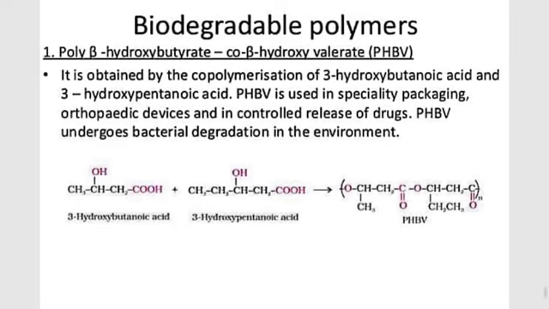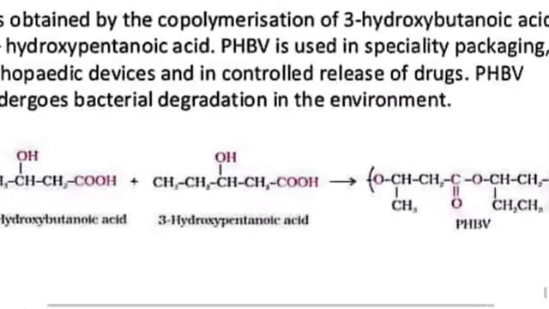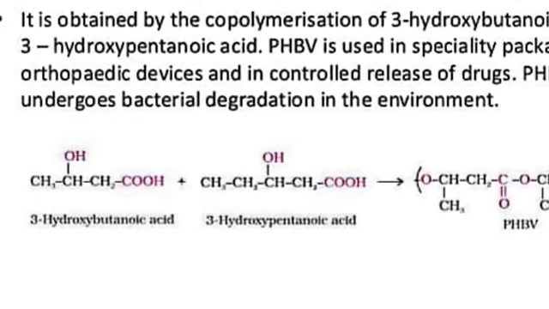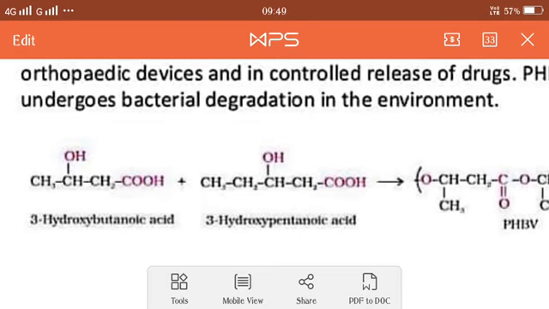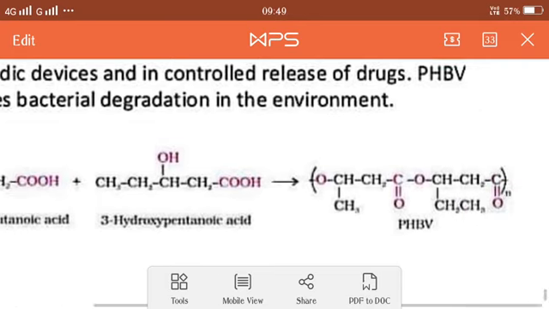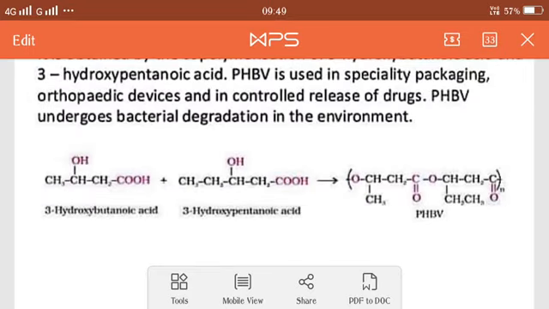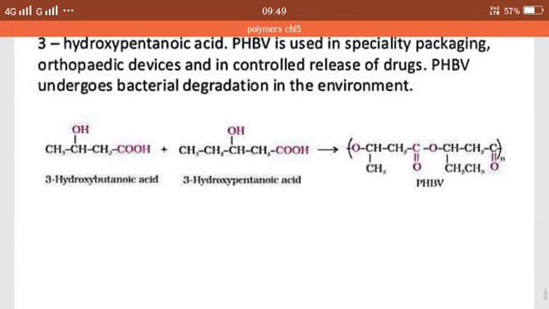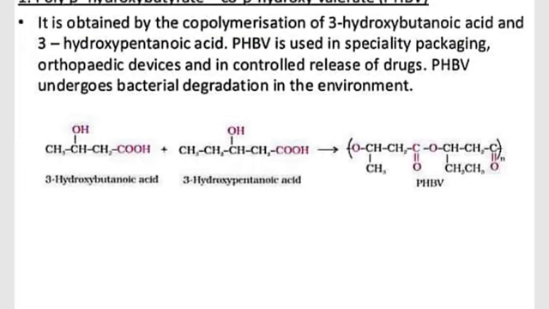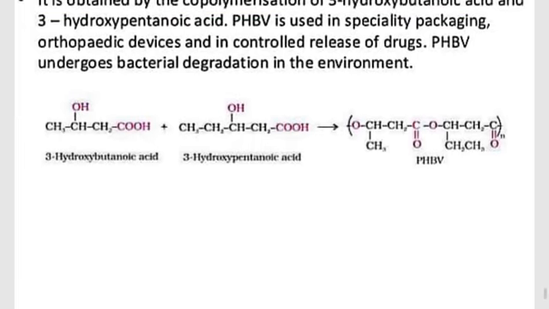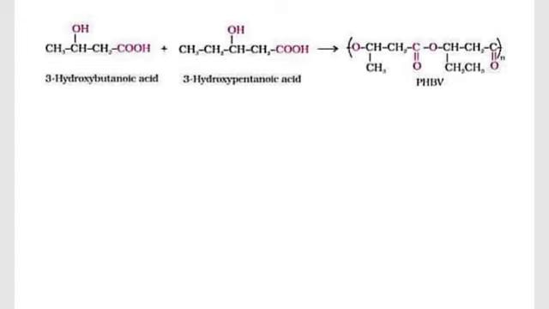It is obtained by copolymerization of 3-hydroxybutanoic acid and 3-hydroxypentanoic acid. So you can see this is 3-hydroxybutanoic and 3-hydroxypentanoic acid. They are bifunctional monomers. So they will combine together to form a polyester, which is PHBV. This is used in packaging, orthopedic devices, and controlled release of drugs. PHBV undergoes bacterial degradation in the environment. So the polymers which undergo bacterial degradation in the environment are called biodegradable polymers. Another example is nylon 2, nylon 6.